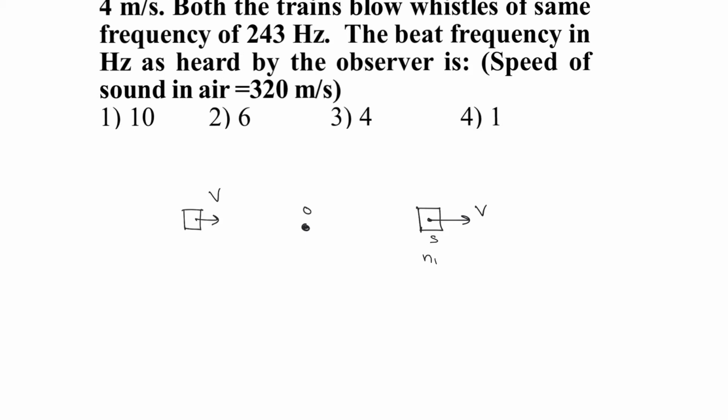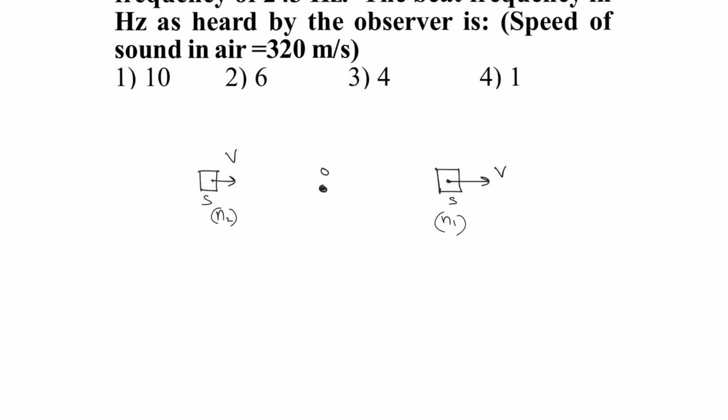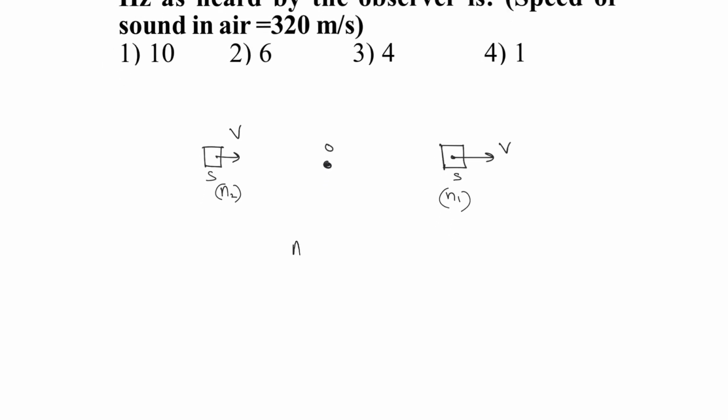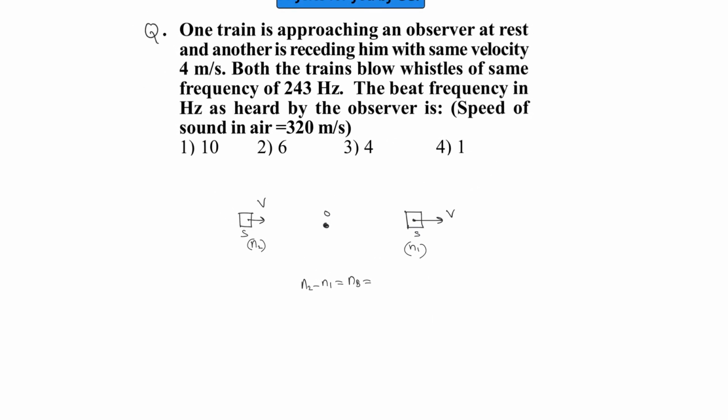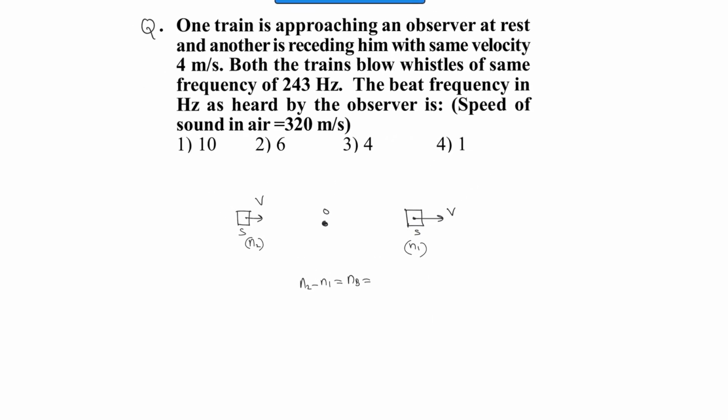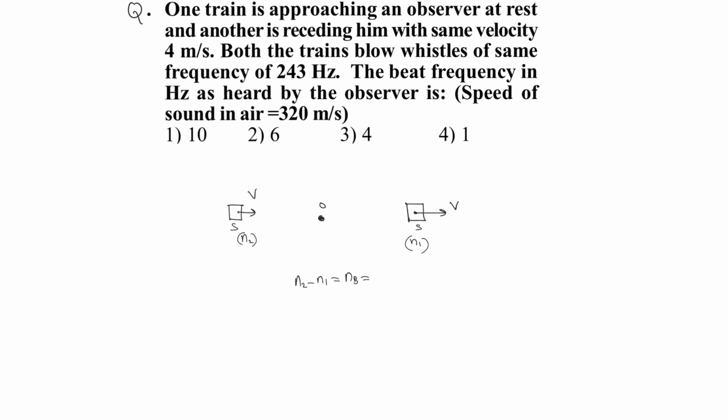Let's say that frequency is represented by n1, and as the source is moving towards the observer, the observer will feel a frequency which is greater than the actual frequency. Let's say that frequency is n2. Because of this difference in frequencies, that is n2 minus n1, the observer will be able to hear the beat frequency. Let's say that is equal to nb, and our aim is to find the value of the beat frequency.